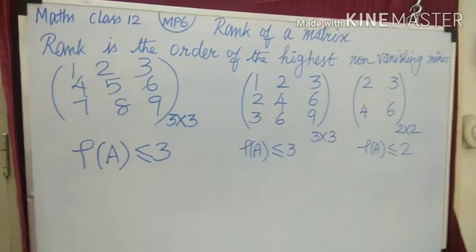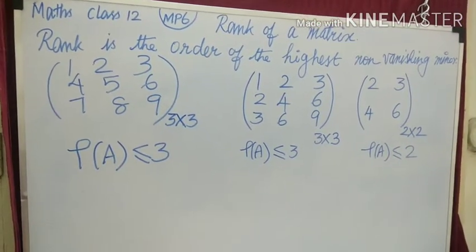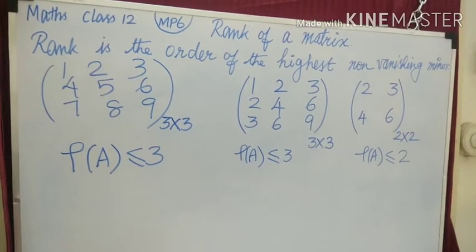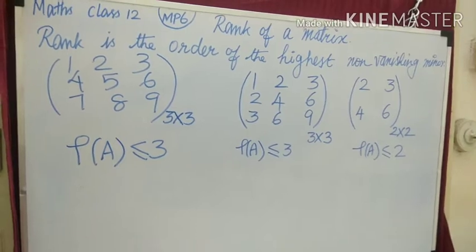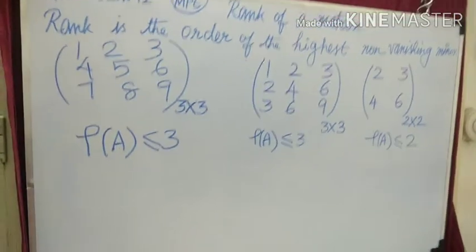Good morning, children. Rank of a matrix. Now we define rank as the order of the highest non-vanishing minor. What do you mean by this word minor?